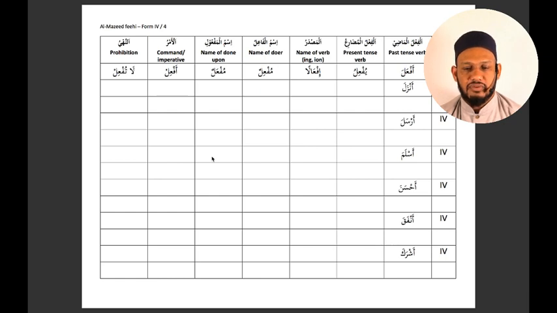Okay, so I'd like all of you, inshallah, watching, to write out these verbs, translate them, and say them from memory. I'll give you the meanings. Anzala means he sent down. Arsala means he sent. Aslama, he submitted. Ahsana, he did something good or he made something beautiful. Anfaqa, he spent. Ashraka, he associated.